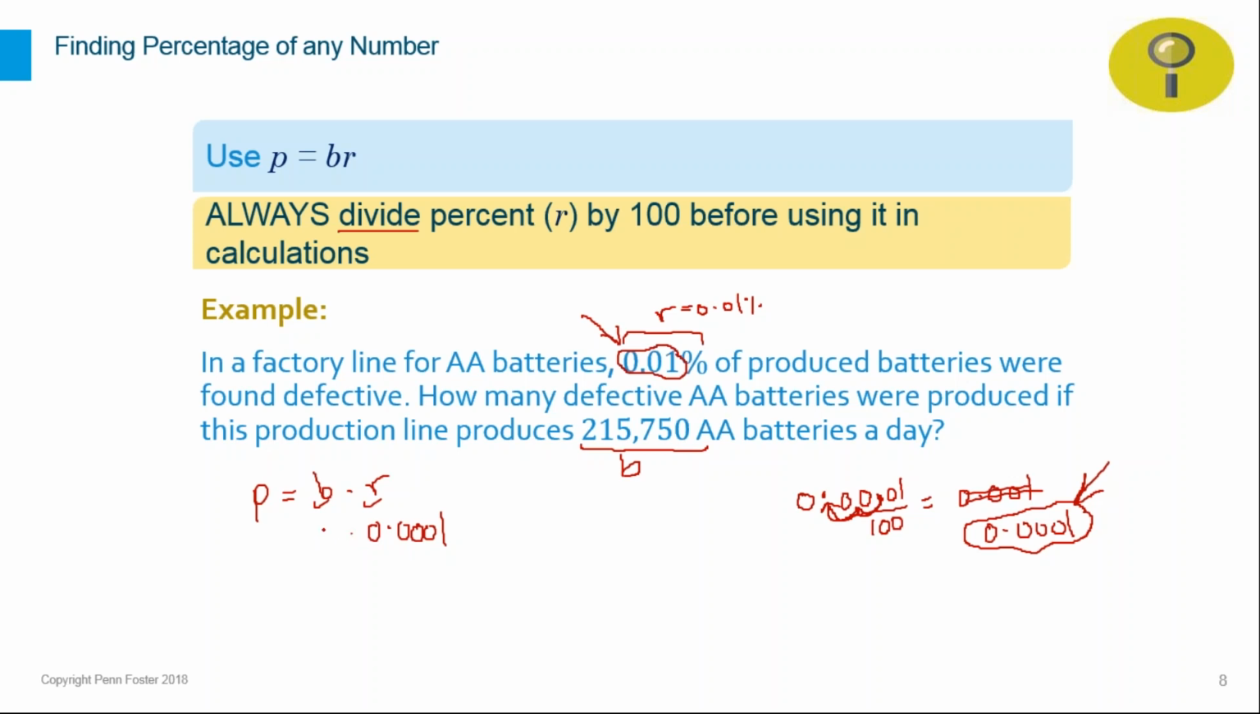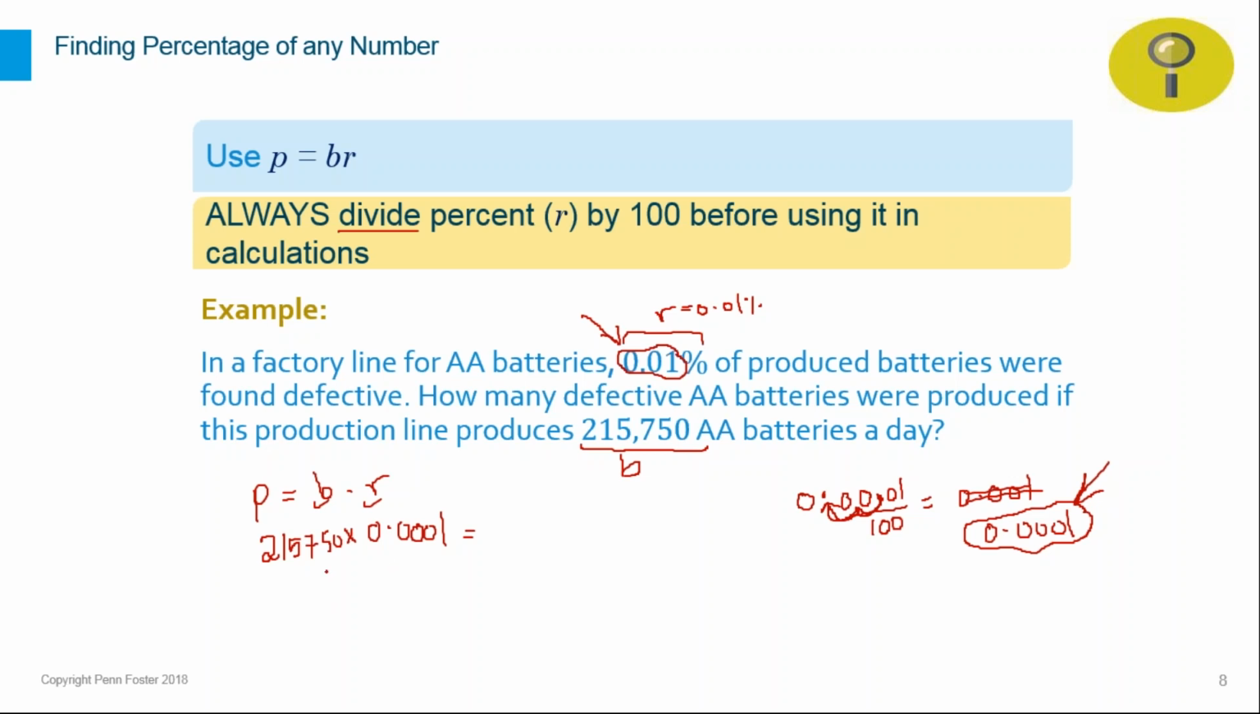I know the B, the base, is 215,750. I'm multiplying the B times the R because the formula says multiply the base times the rate. That will give you the percentage. Equals, use your calculator. In those questions, I do not recommend that you do the multiplication or division by hand because we're not learning how to multiply here. We're learning how to find the percentage. So I need to focus on using the formula instead of focusing on how to manually multiply a decimal number times a whole number.